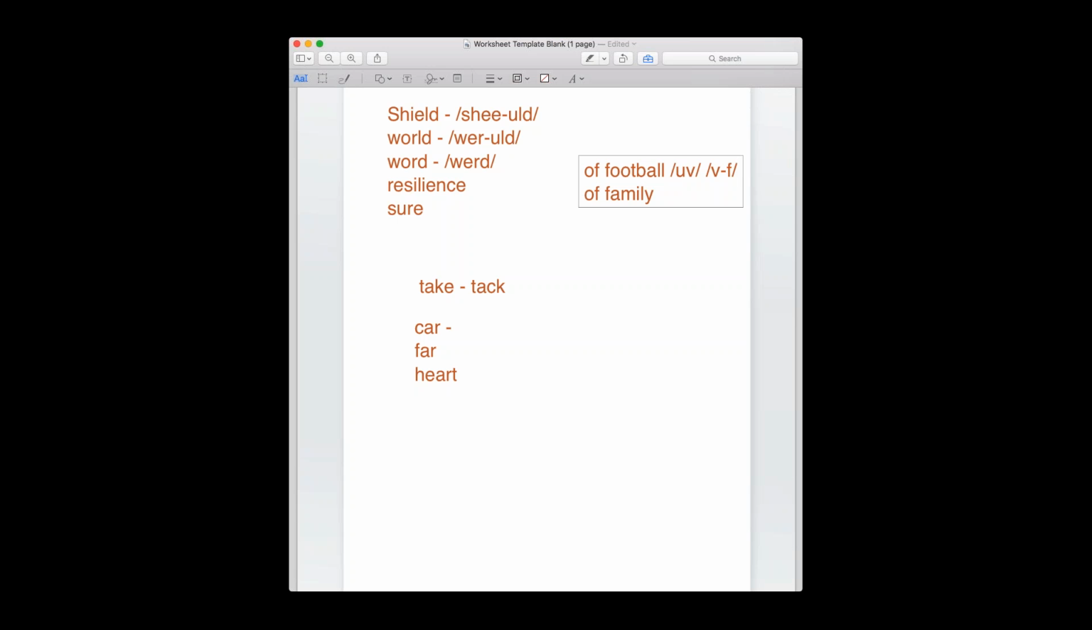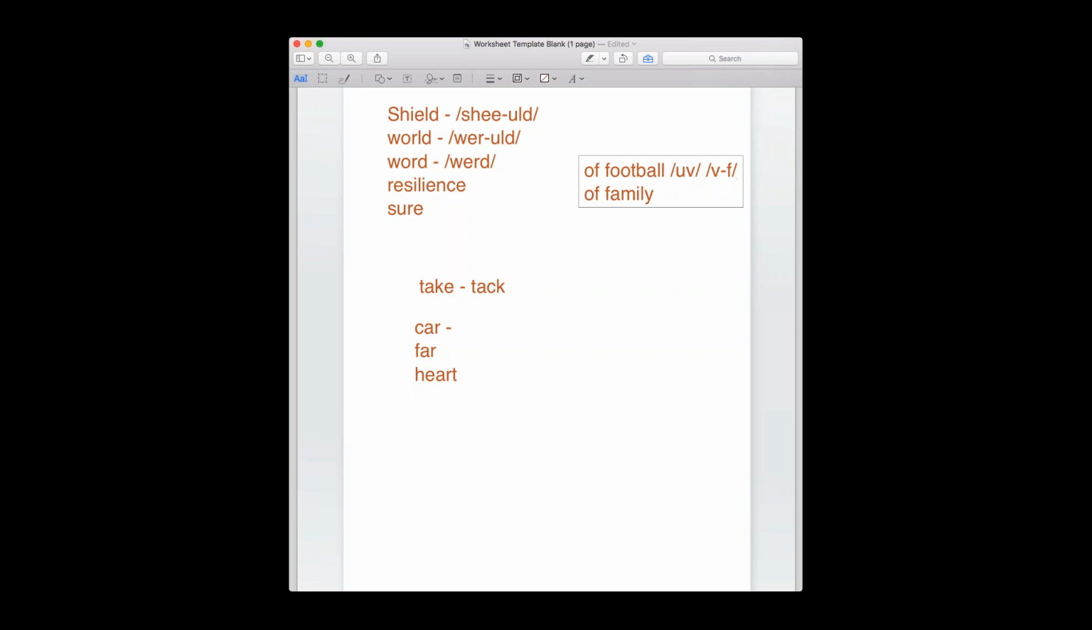So in the linking lesson, when you do consonant to consonant, if the sound is the same or in the same position, then you just carry the sound. So, of football, of family. Okay. So you don't necessarily release the V, you just go into the F. Of football, of family. Do that for me. Of football, of family. So you just kind of connect that.